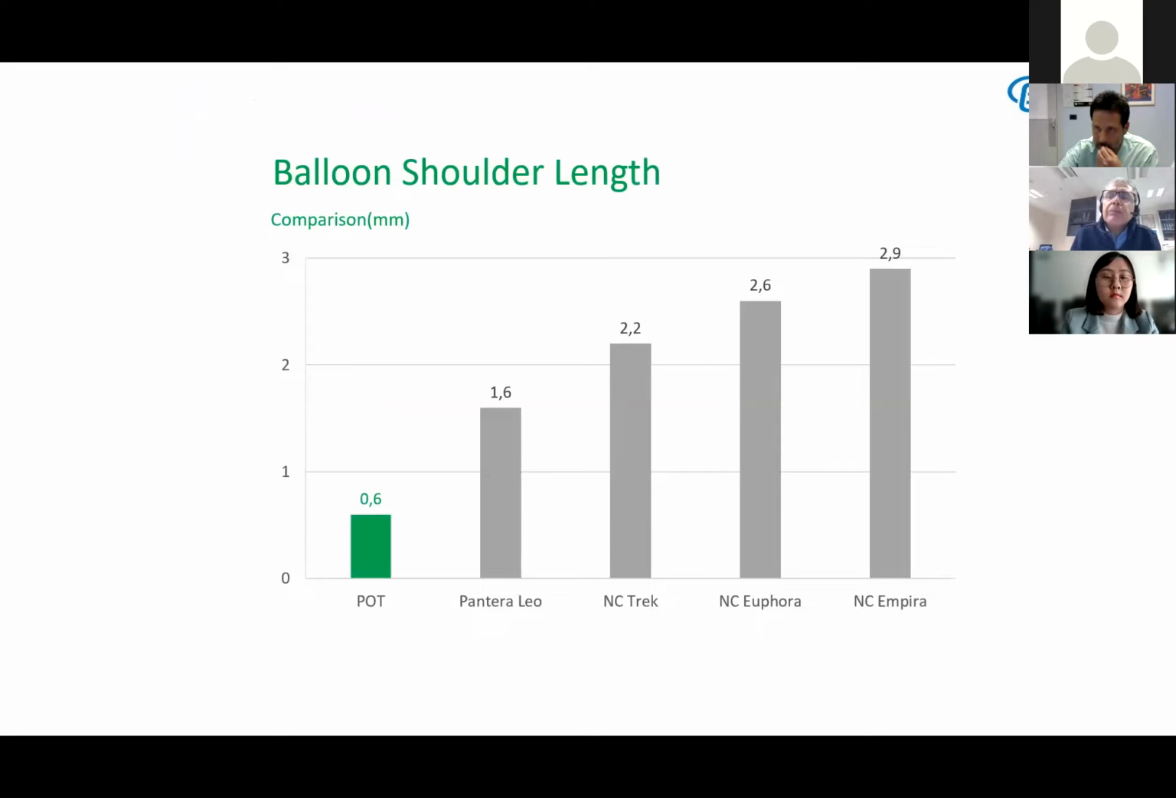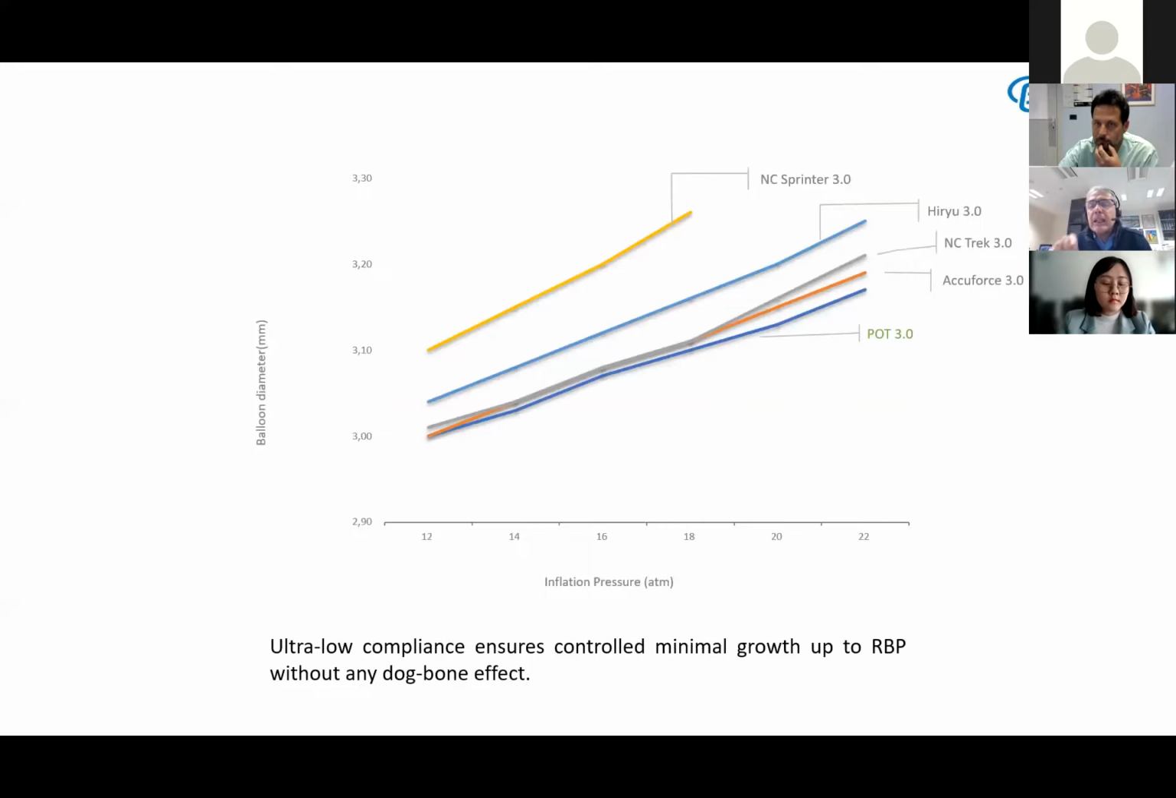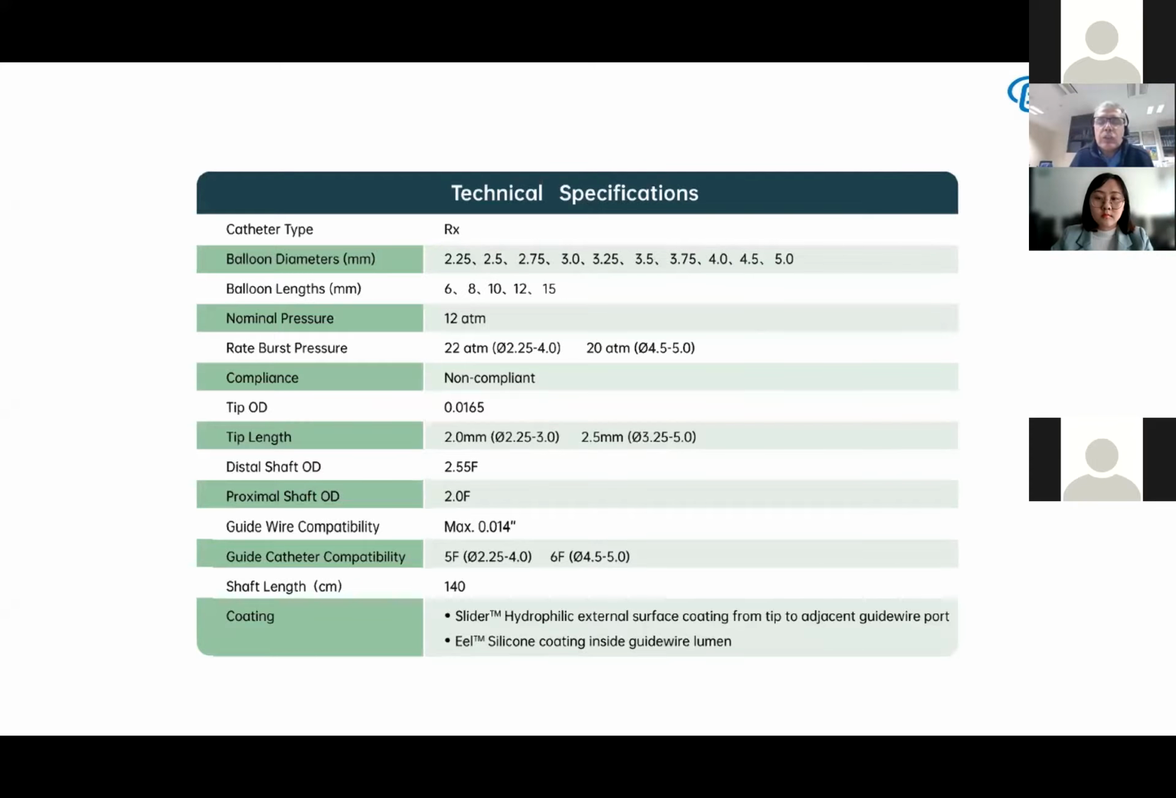The POT PTCA balloon has a very short shoulder compared with the other competitors. Another important feature is a very low entry profile. Another important point of this balloon is ultra low compliance to assure a controlled minimal growth without the dog bone effect. This is another technical specification. I believe that the crucial point is a very short balloon, especially in the big sizes, 4.5 and 5.